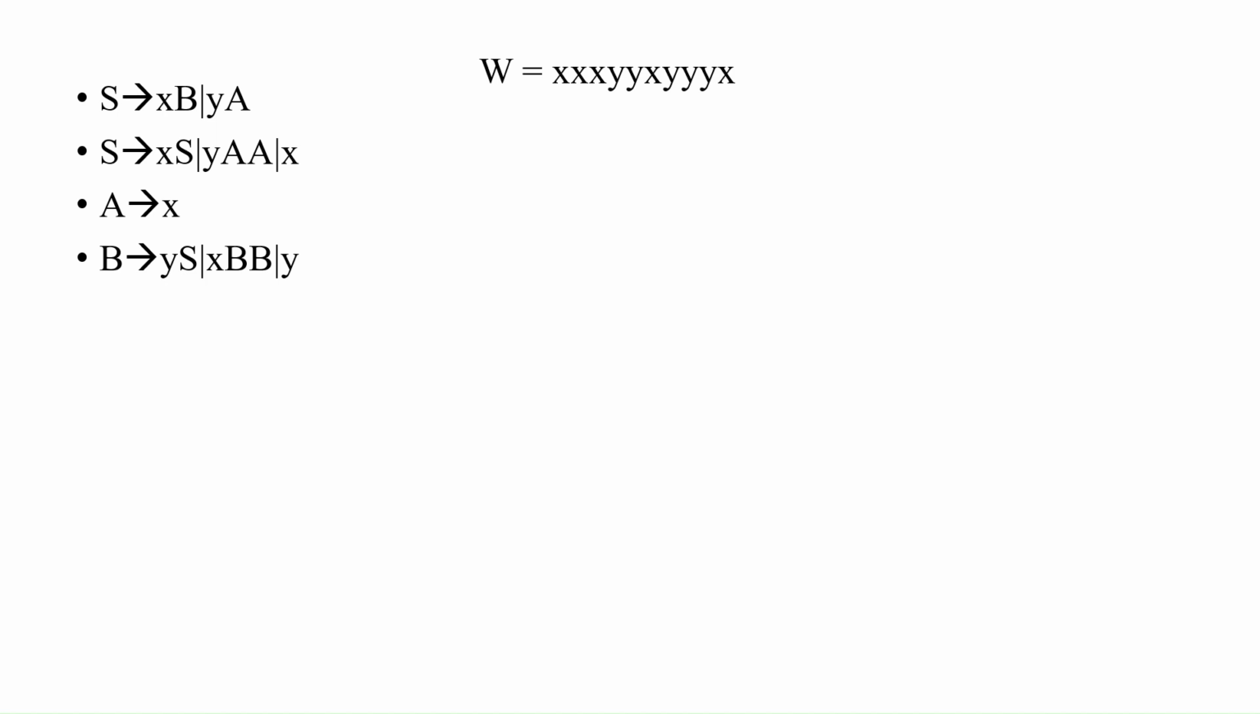So the first character is X. From the given production rules, we have to identify which production rule starts with X and is followed by a non-terminal, because we can extend only the non-terminals, where here X is a terminal. There are actually three rules which start with X and are followed by a non-terminal.